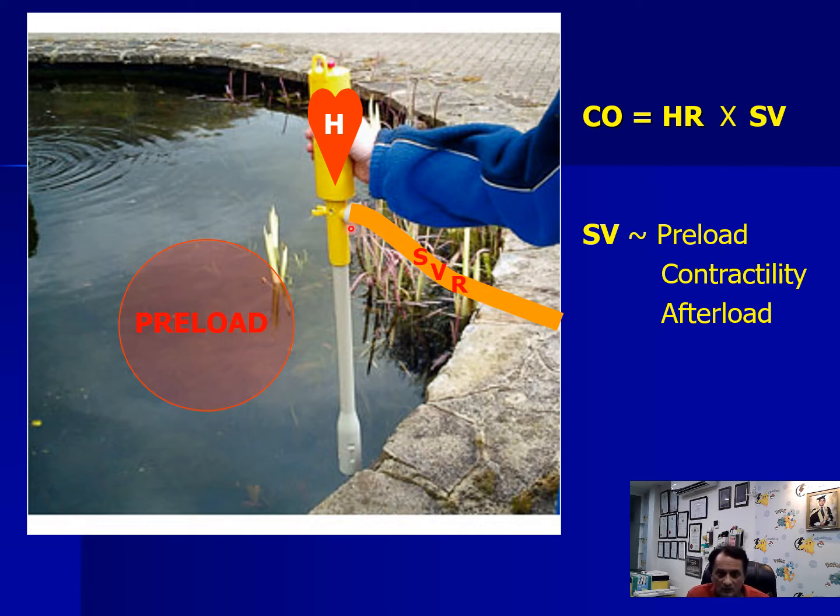So obviously the heart has to pump against this afterload. So these are the three components of the stroke volume: preload, contractility, and afterload, against which the heart has to pump blood into the aorta.